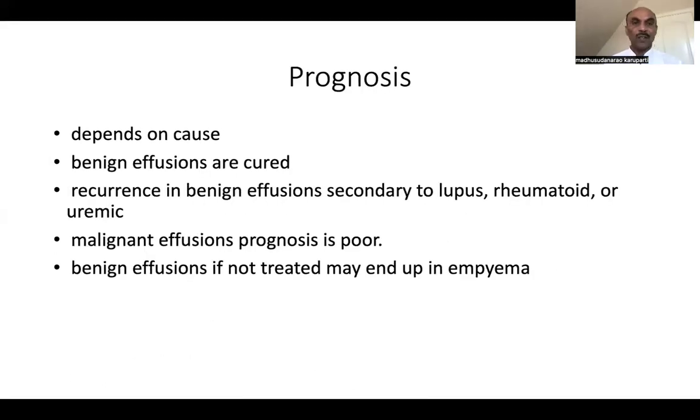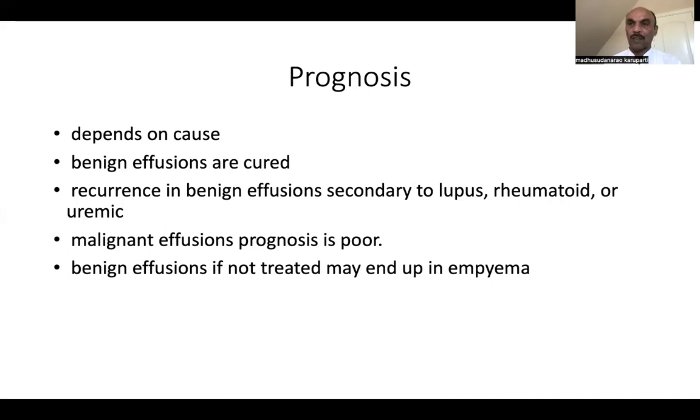Coming to a note on prognosis. Well, prognosis depends upon the cause of pleural effusion. So the benign pleural effusions, mostly the transudative pleural effusions, once you treat the cause, the patient is going to improve dramatically. So you need not treat the pleural effusion actively, but if you treat the underlying cause in transudative pleural effusions, patient is going to improve.